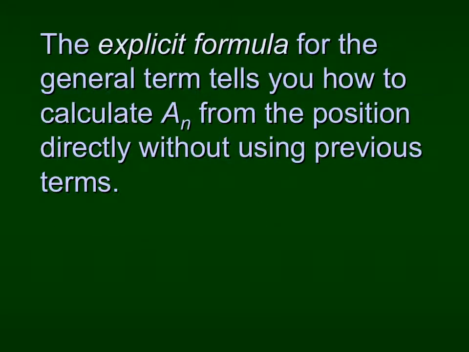So the explicit formula for the general term tells you how to calculate a sub n from the position without using previous terms. You're just going to use the n. No a sub n minus something. You're not going to use a sub. You're just going to use n.